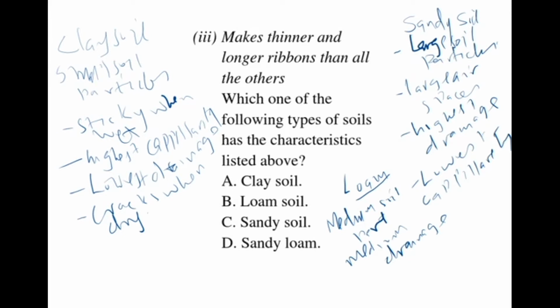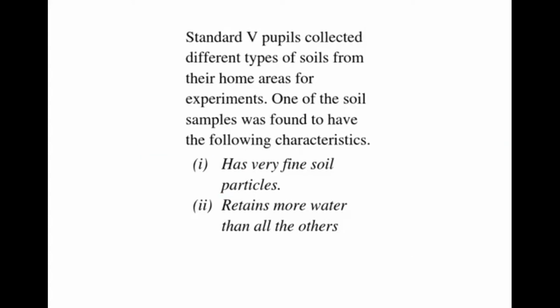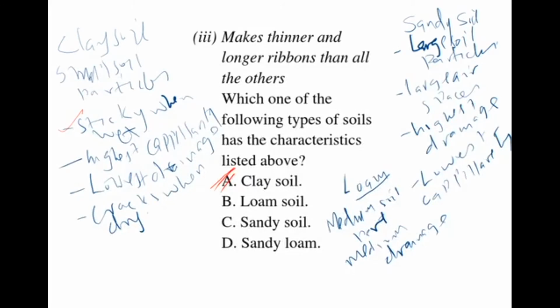Therefore, looking at the characteristics that were listed or were found in that sample of the soil, it was entirely for the clay soil. Clay soil is the one that makes the thinner ribbons. Reason, it is sticky when wet. Then when you look at retains more water than others, we have said now it has the lowest drainage.